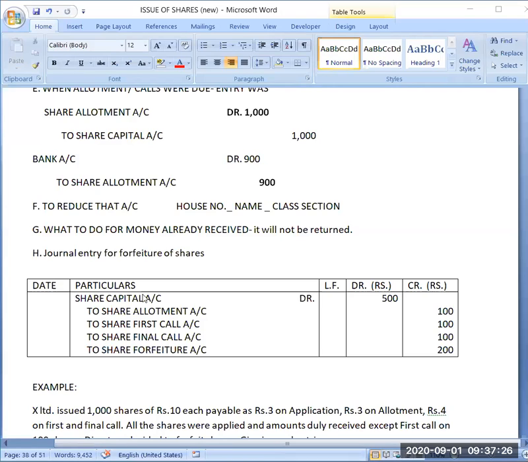Now, where to keep that money? You cannot call that money your capital. That's why we have opened a separate account, the share forfeiture account, to keep in mind that this money belongs to a certain number of shares being cancelled. This is the extra money with us. This is not our capital. So that's why we have transferred that money to the share forfeiture account.